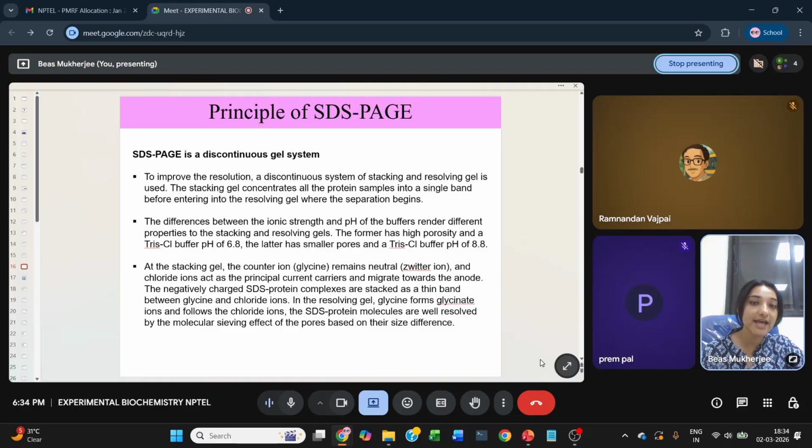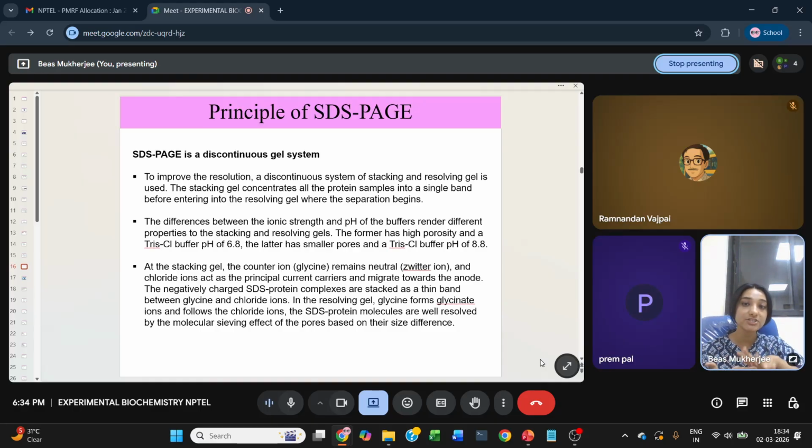Okay, so at the stacking gel, the counter ion, that is glycine. So remember, one is called counter ion, the other one is called a trailing ion. Okay, so counter ion or glycine, this remains neutral. It is a Zwitter ion. Because it is a Zwitter ion, it is having almost very low mobility, right? And the chloride ions act as principal current carrier and they migrate towards the anode.